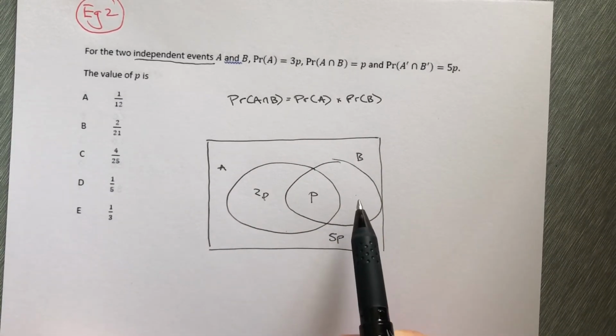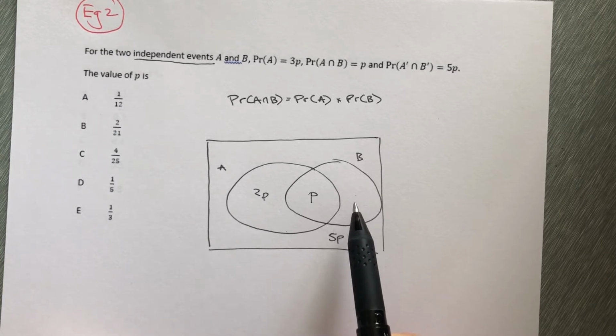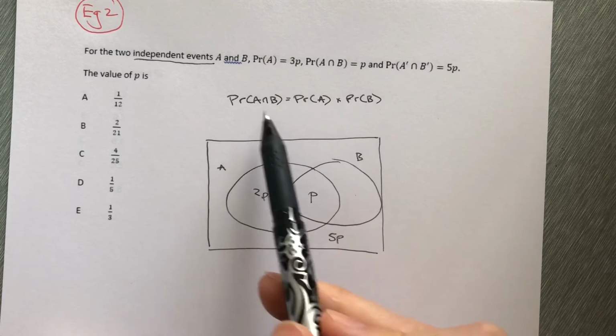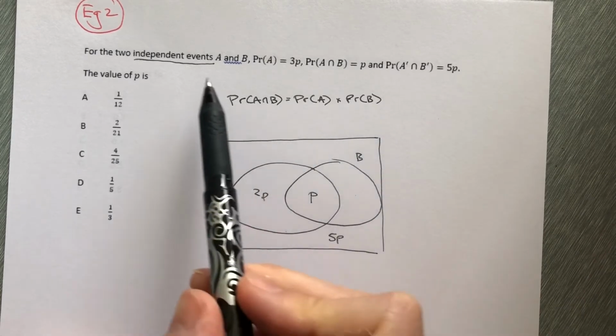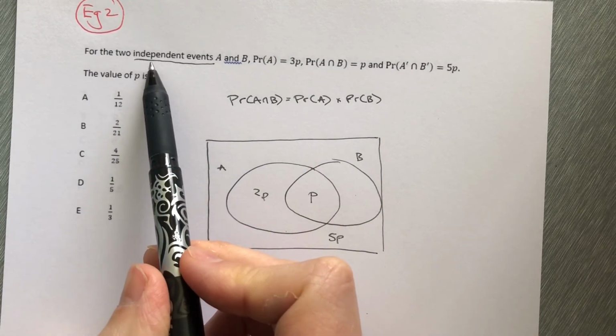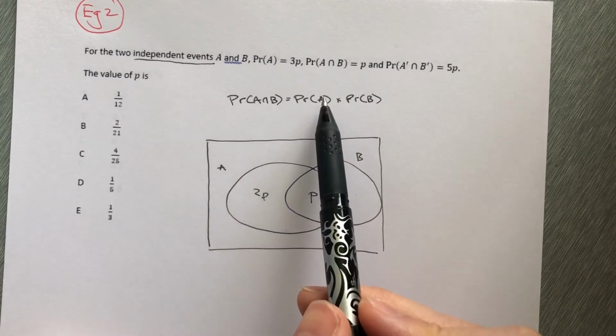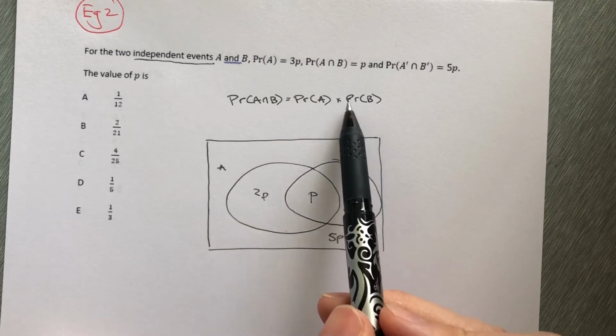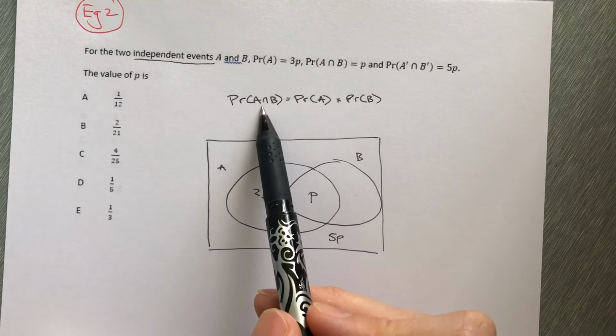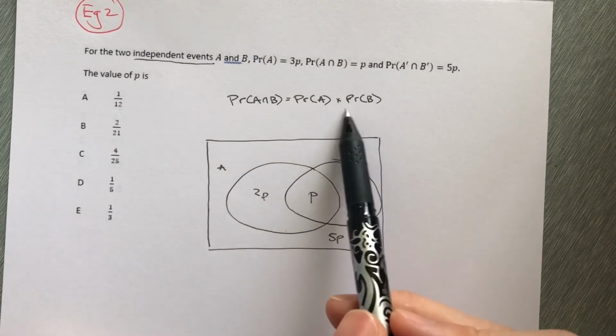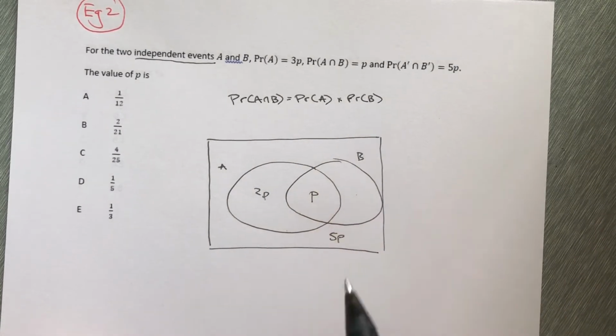We don't have this info yet though, do we? I'm going to try to work out what this is using this here. So it's told us that these are independent events, so this rule applies. I need to work out the probability of B. I've got A, I was told it. I've got A and B, I was told it. So let's work out the probability of B.